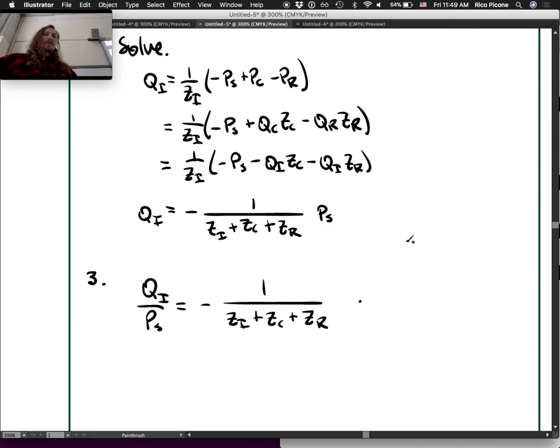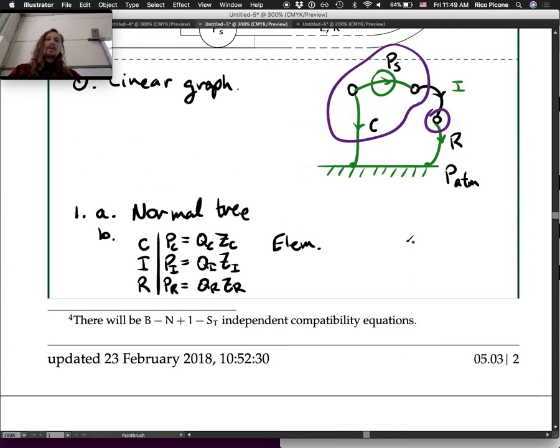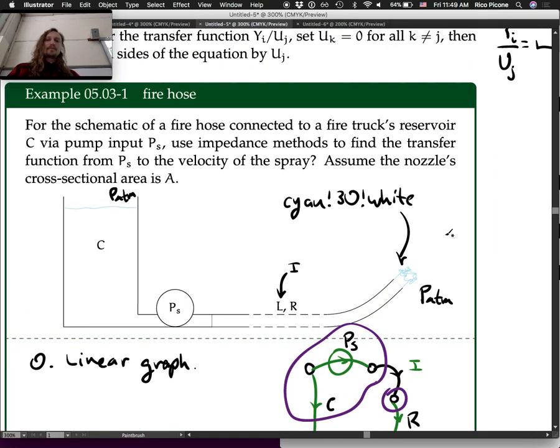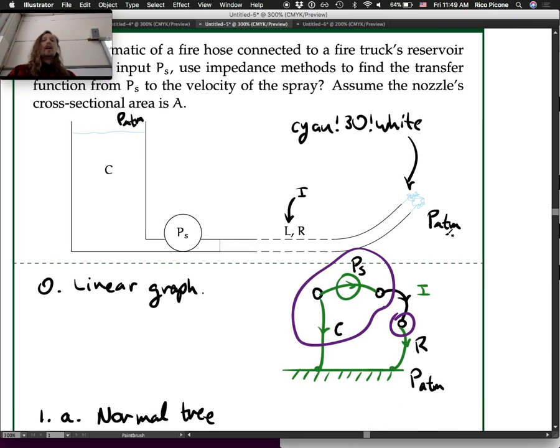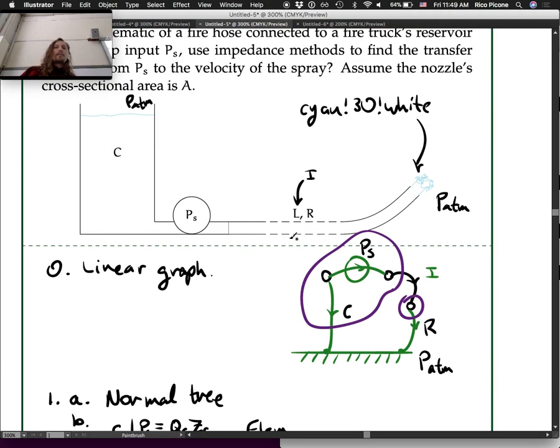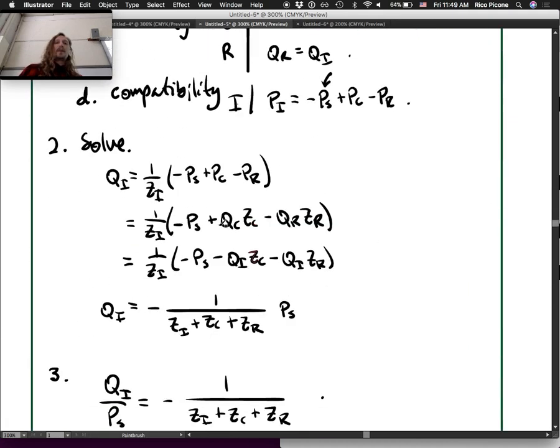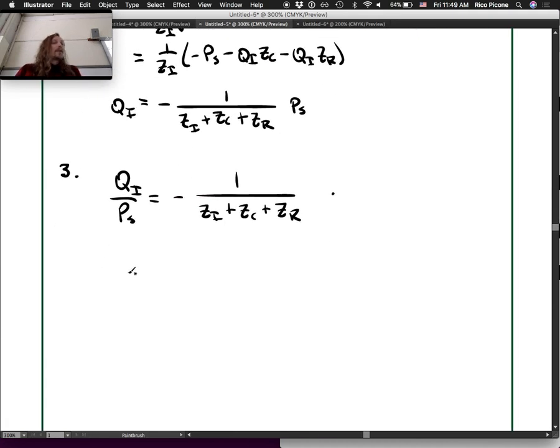Why is it negative? Oh, why is it negative? Let's see if we can figure out why that is. Oh, but we haven't even found the velocity yet. We're not even done. Thank God we have another minute, right? It's because we have to find what the transfer function is between the velocity. Okay, so we can just call it v. It's the only velocity we care about. V divided by QI, right?